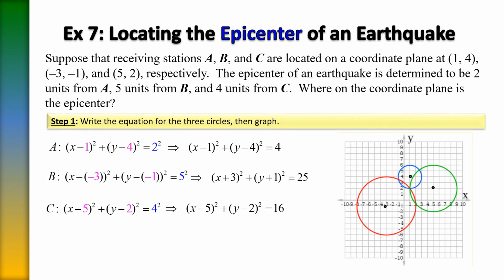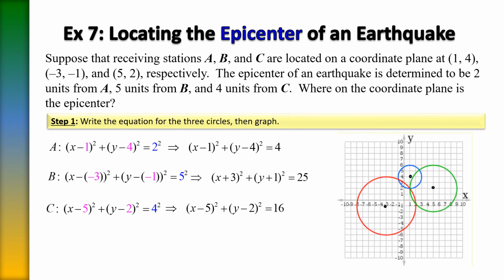For B, our ordered pair was -3 and down 1. That had a radius of 5, so we moved 5 in every direction and formed our circle. The last circle's center was over 5 and up 2, and it had a radius of 4, and in every direction we formed our circle there.